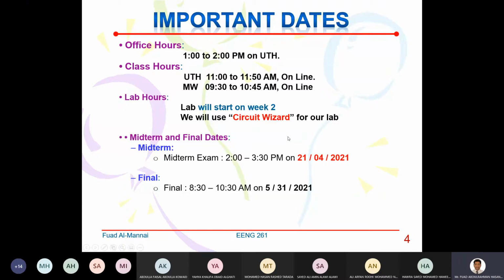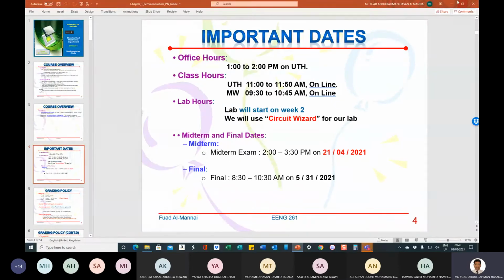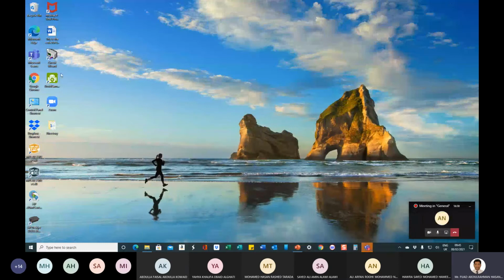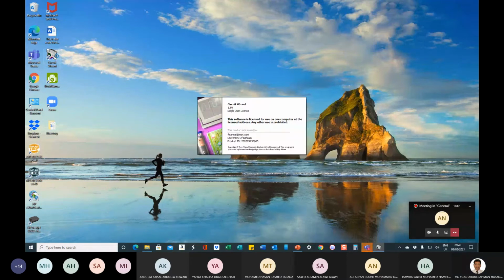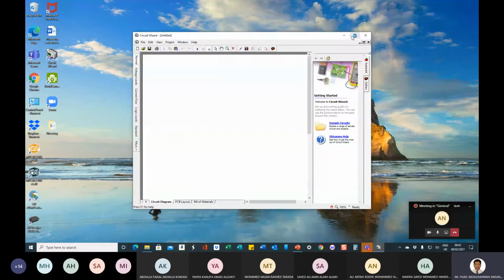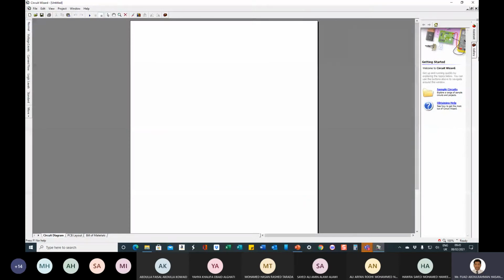If you download it, it will put a symbol like this. It will say Circuit Wizard. If you click on it, there you go, it will be like this. Very easy to read and very easy to implement. And you'll have all the icons here. Just go over and study it.